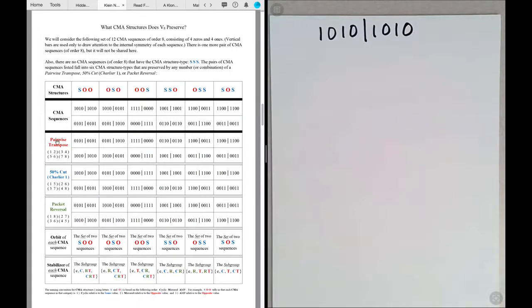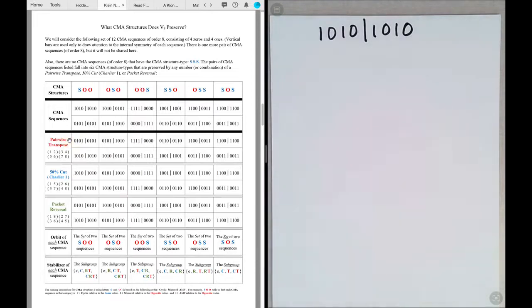Down here, we have the pairwise transpose. Now, I do want to point out something really important, and it streamlines all that would be needed to generate this chart in a matter of minutes. For example, with the pairwise transpose, if you understand what it is actually doing to a sequence, you can very quickly go from a CMA sequence, such as this one, and immediately write down what the outcome would be if that CMA sequence above is acted upon by the pairwise transpose.